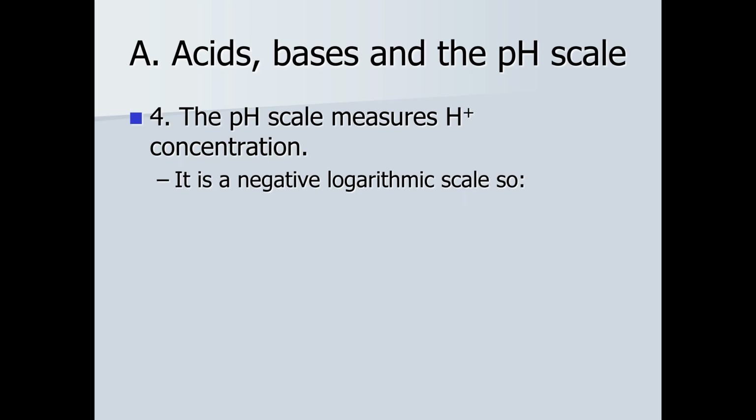pH is measured from the hydrogen ion concentration. I've never seen a pH of 0, so it goes from 1 to 14. 1 to 14 is the pH scale. The reason it's the negative log: if you take a log of a number less than 1, the log of 100th is -2. 10 to the -2 is 1 over 100. Well, log 10 of 10 to the -2 is -2.